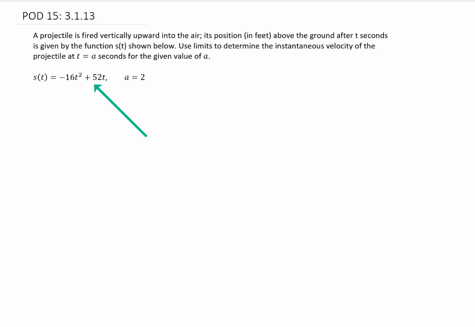So we're given a position function in this problem, and we're asked to use limits to determine the instantaneous velocity of the projectile that follows this path at t equals 2 seconds. So in short, to do this, we need to find the instantaneous rate of change of the given position function. Now there are actually two ways to do this.